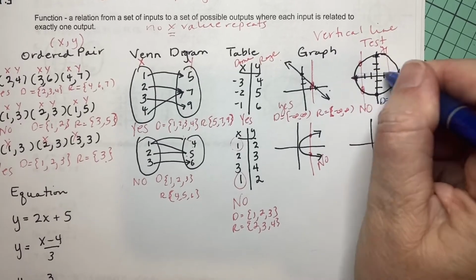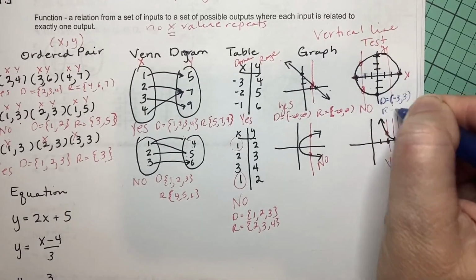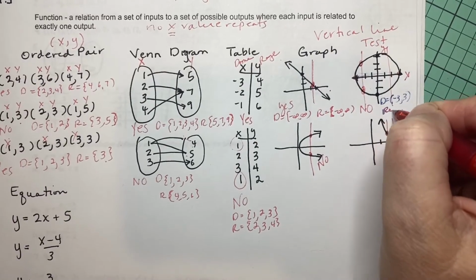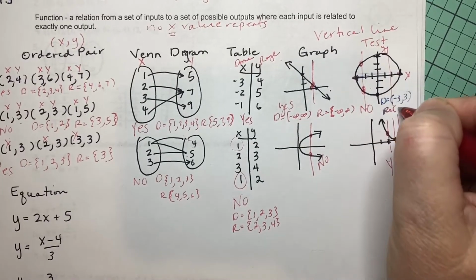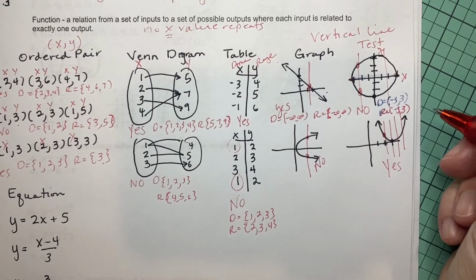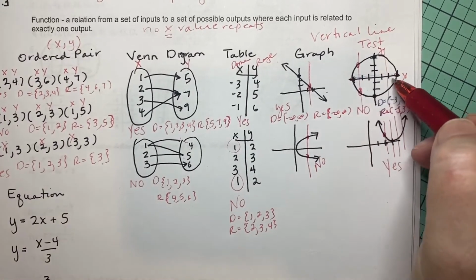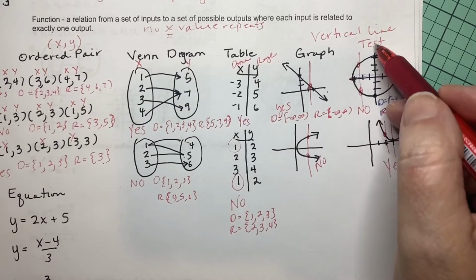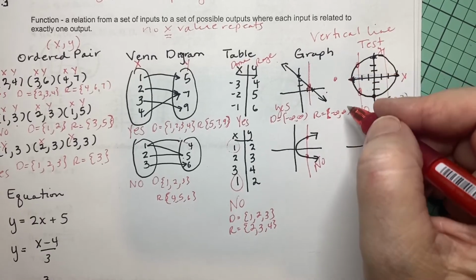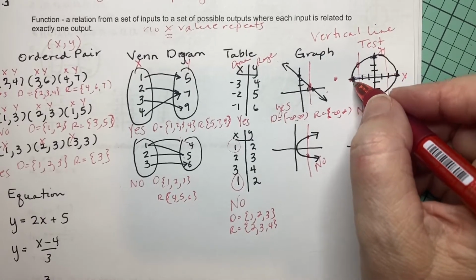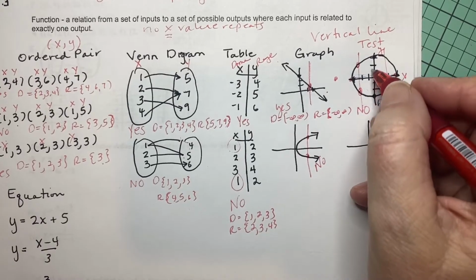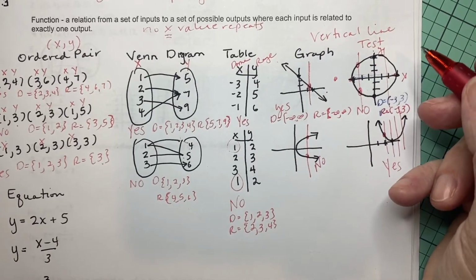Oops, my pen's running out. And my range, just having a bad day today. Let me go back to my red pen. My range is also from -3 to +3. So you're looking at where your graph has values on the x-axis and where it has values on the y-axis. So you see down here, it's not part of the graph. It starts at -3 and it goes to +3 this way, and it starts at -3 and it goes to +3 that way.